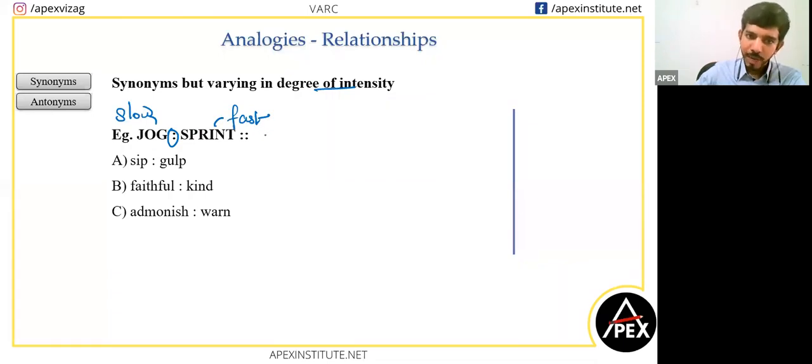Okay. So the activity is the same. The activity is running. But one is slow, one is fast. So you have a relationship in degree of intensity. One is slower and one is much faster.